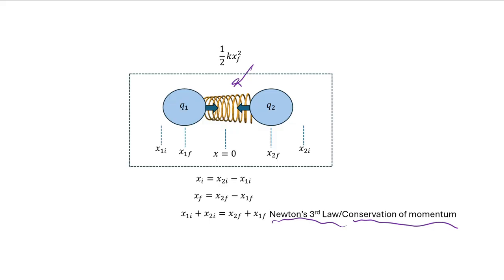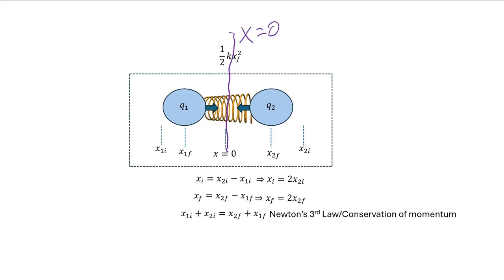Okay, so now let's, by conservation of momentum, call the center x equals 0. What that means is, however far this guy is to the left, this guy has to be the exact opposite to the right. And so what I can say is that x initial equals twice x2 initial.